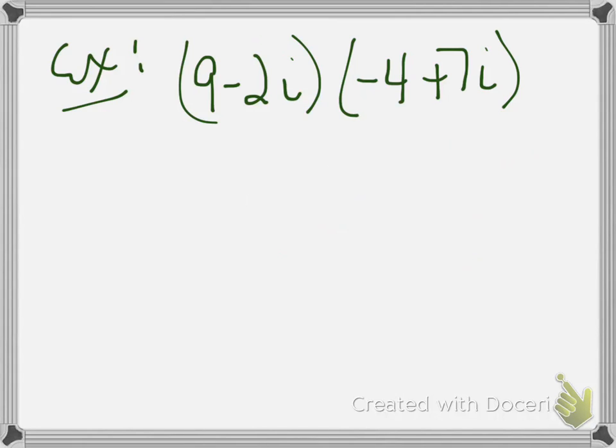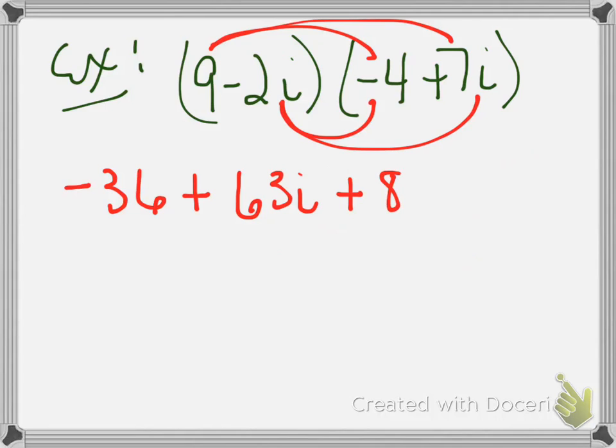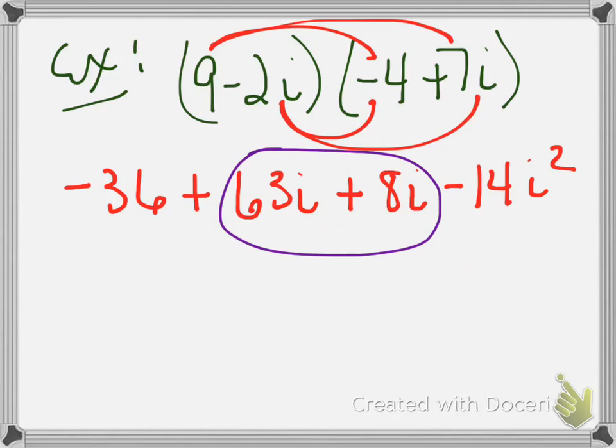Alright, the last type of problem I said we could do is FOIL. First times first, outside times outside, inside times inside, last times last. So that would be negative 36 plus 63i plus 8i minus 14i squared. Now I'm going to combine some like terms. So right here I have negative 36 plus 71i minus 14i squared.